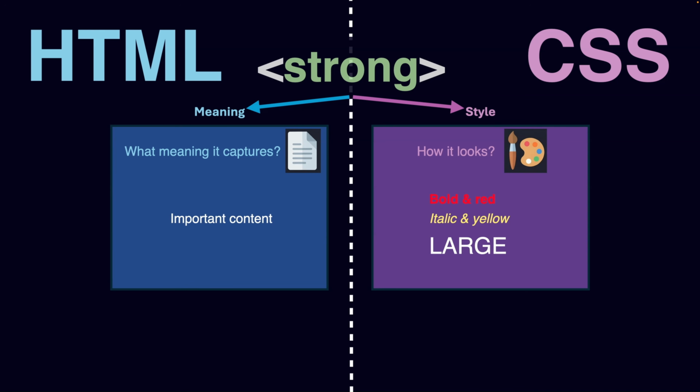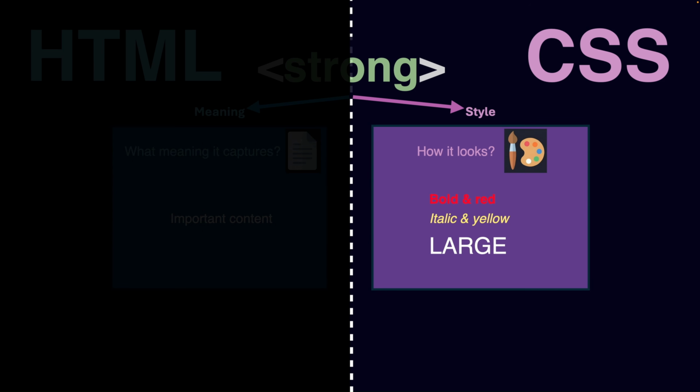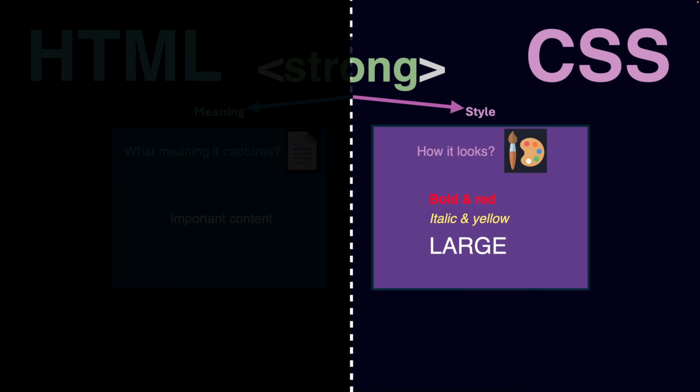That's why we have the separation of concerns. We have HTML that has only one concern, to capture the meaning and structure of our content. And we have CSS that has a separate concern, to capture the style of our content. So we have two separate concerns and two different languages to deal with them. When we are writing HTML, we are only concerned with capturing the structure and meaning of our content, and style is irrelevant to us. Later on, when we're writing CSS, we will only care about the style of our content, and the meaning will be irrelevant to us.